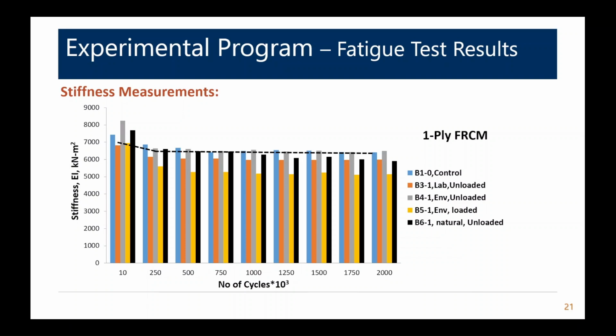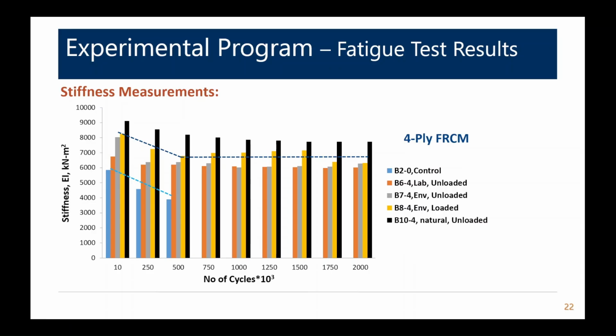What we do see here for this one-ply system is an initial small loss in stiffness, and then it pretty much stabilizes. So you can see that fatigue really was not a concern, and after 2 million cycles, none of these had any failures or anything like that. That's where we have the stiffness.